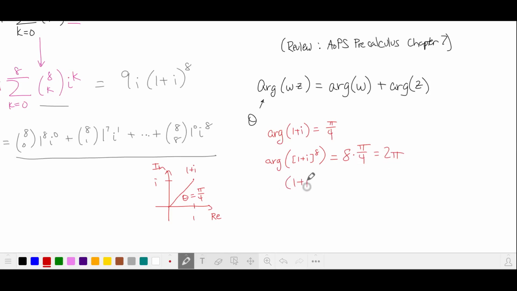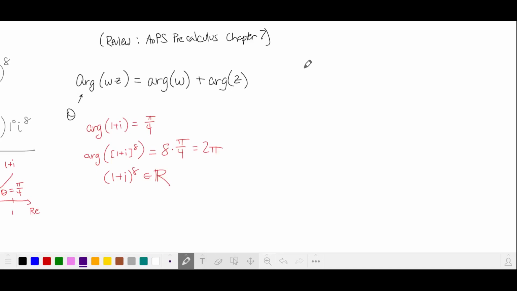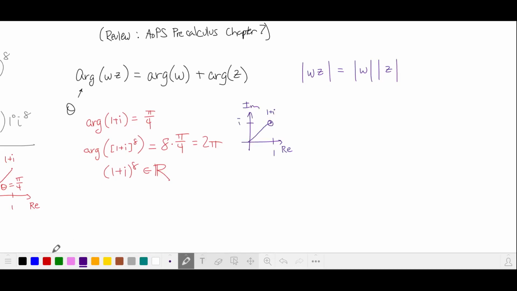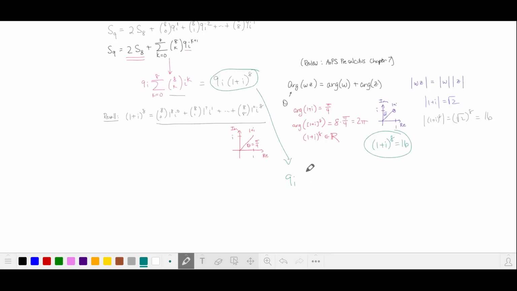This means that (1 plus i) to the 8th power is a real number. You should also know that when we multiply two complex numbers, the magnitude of the product is the product of the magnitudes. The magnitude of 1 plus i is root 2. So the magnitude of the 8th power is 16. This gives us that (1 plus i) to the 8th power is equal to 16. And so our sum is 9i times 16, or 144i.